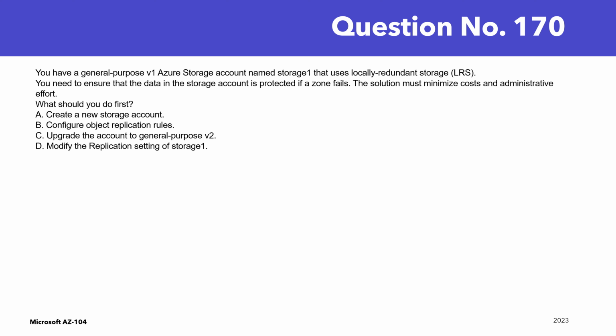A. Create a new storage account. B. Configure object replication rules. C. Upgrade the account to general-purpose version 2. D. Modify the replication setting of Storage1. Correct answer: C.